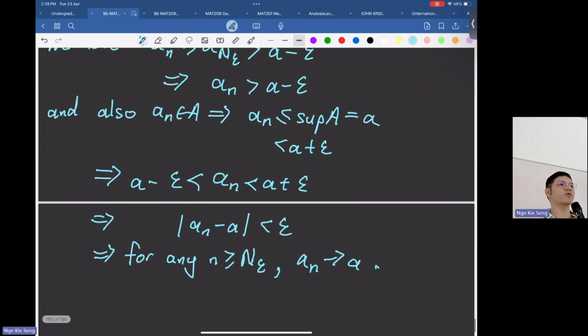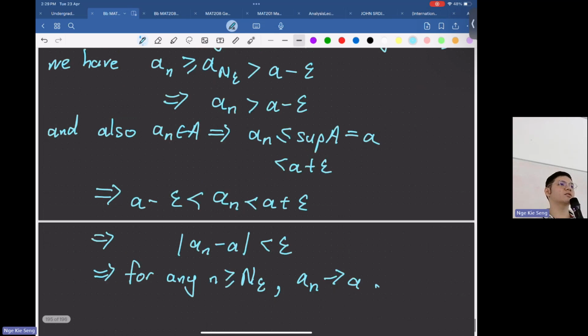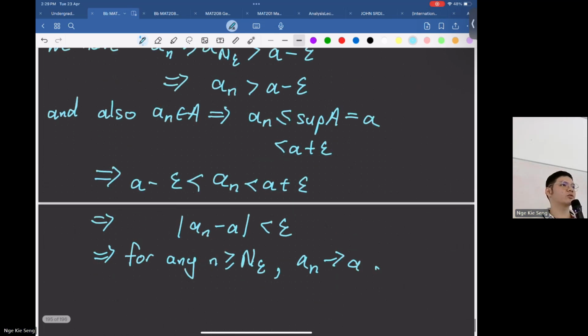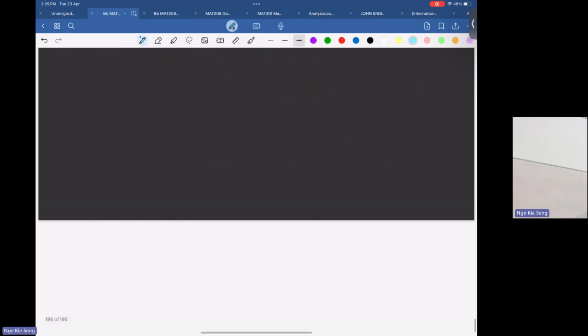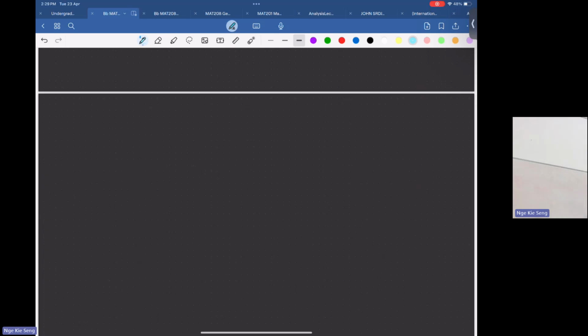Okay, does it make sense for the proof? Any question for the proof? Question? No? Okay. If not, let's prove another one. Let's prove another theorem.